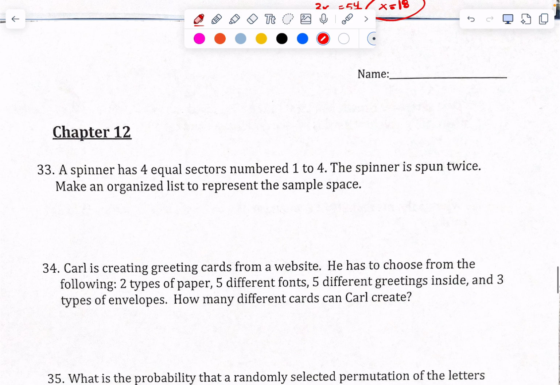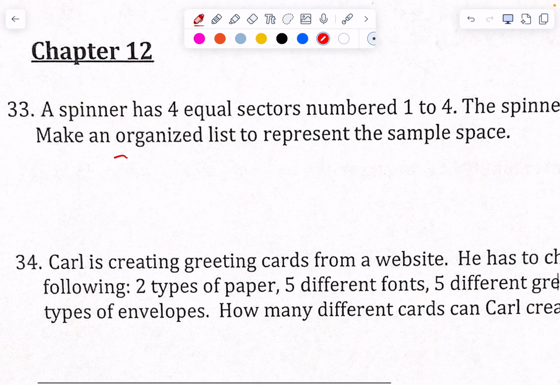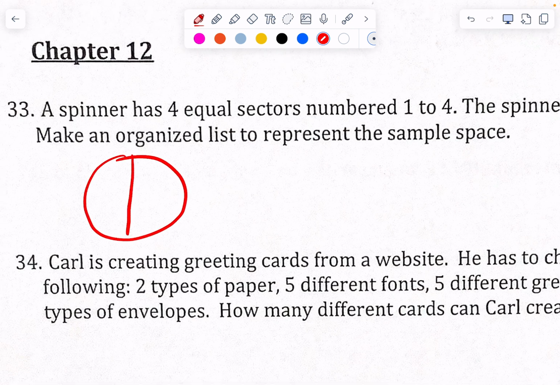All right, now we're in chapter 12. We're in the probability chapter. A spinner has 4 equal sectors, numbered 1 through 4. I'm just going to draw a picture of it because pictures always help me. My brain falls out if I don't have pictures. Okay, so 1, 2, 3, 4. That's my spinner.